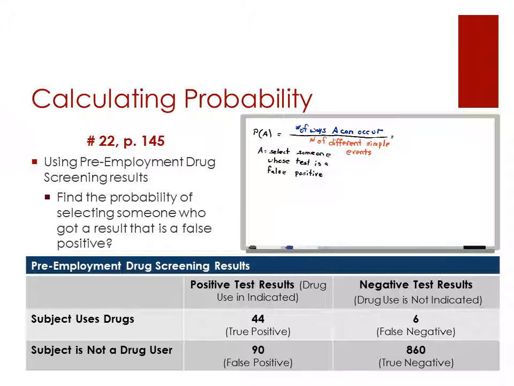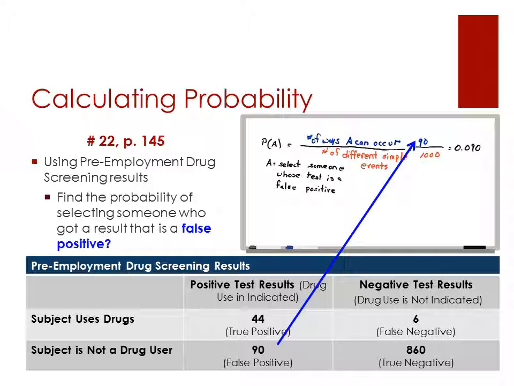We're looking at the false positives. You can see I've written up here on the whiteboard on the right. In this particular problem, A stands for selecting someone whose test is a false positive. I've sketched out the formula there, so we have the number of ways A can occur, and we're going to divide that by the number of different simple events. And here we can see that false positive is what we're interested in, so that is a total of 90, and that goes in our numerator.